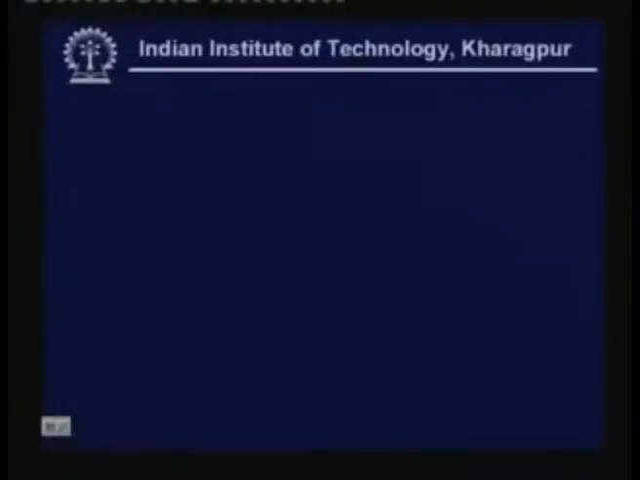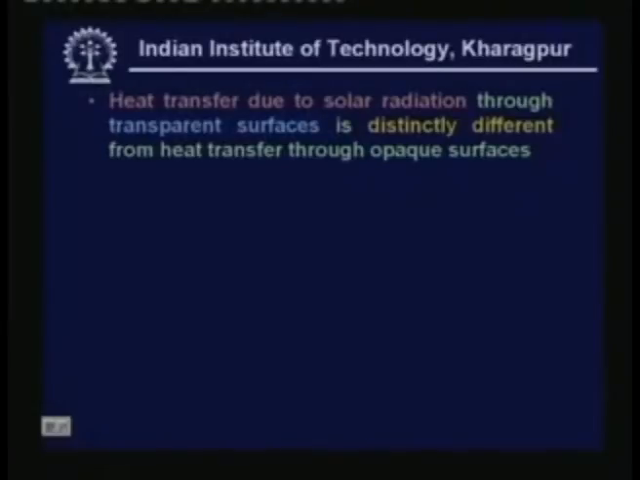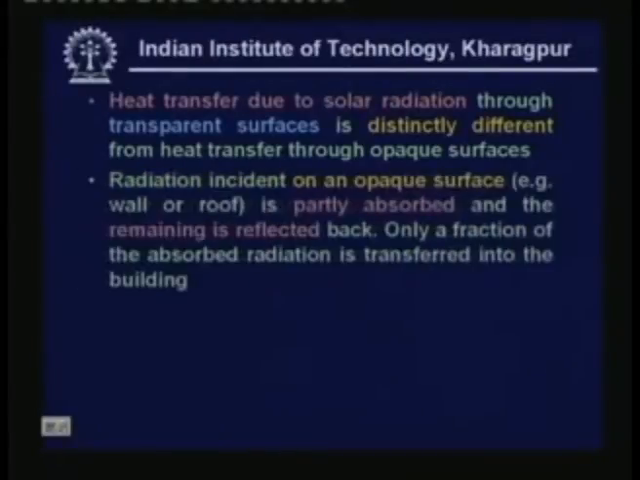Now let us see what is the effect of this on the cooling and heating loads. Heat transfer due to solar radiation through transparent surfaces is distinctly different from heat transfer through opaque surfaces. This is one important thing to note. What is the difference? Radiation incident on an opaque surface, for example a wall or a roof, is partly absorbed and the remaining is reflected back. Because it is an opaque surface, its transmittivity is 0. So whatever radiation is incident, either it is absorbed or it is reflected. That means it is partly absorbed and partly reflected. And out of the absorbed part, only a fraction of it is transferred into the building.